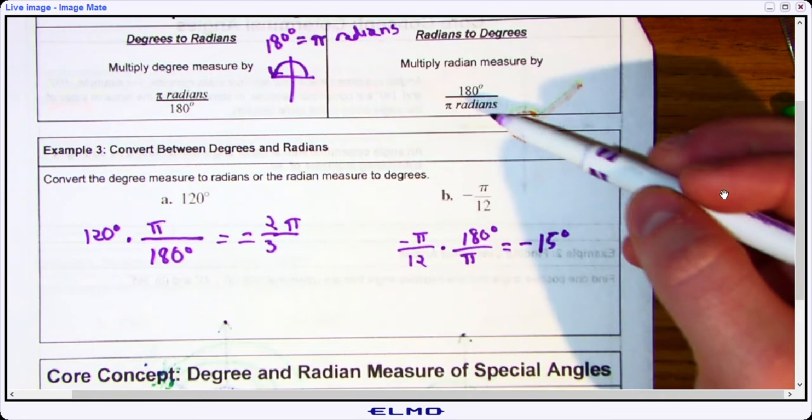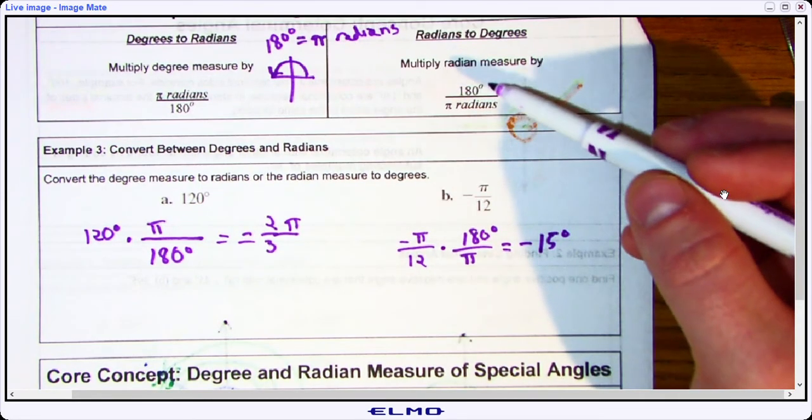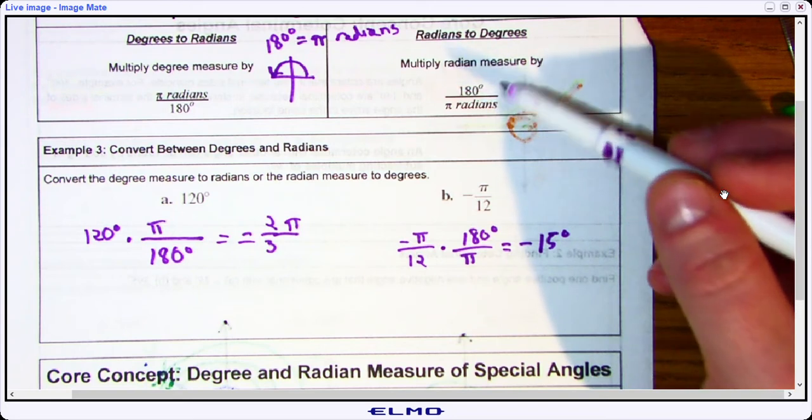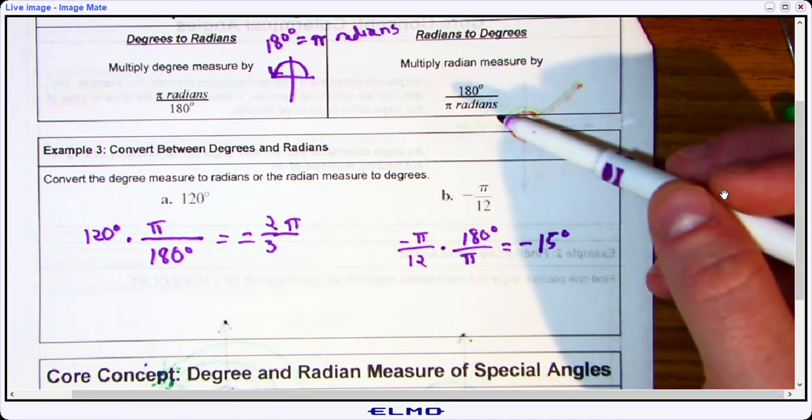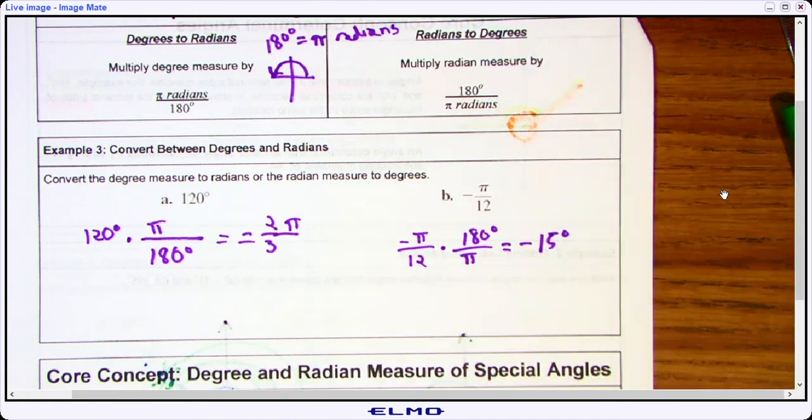Alright, so that's just dimensional analysis. Use this equivalency, and then whether you need degrees or radians, be sure to be careful about which unit you put on top, because you need the units to cancel. Alright, that's that.